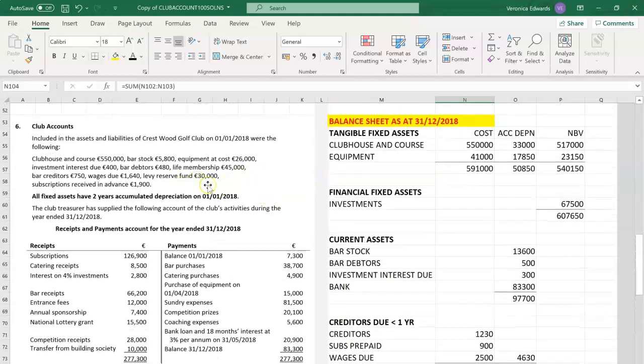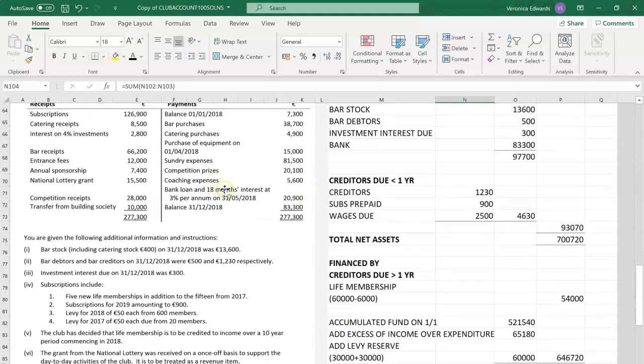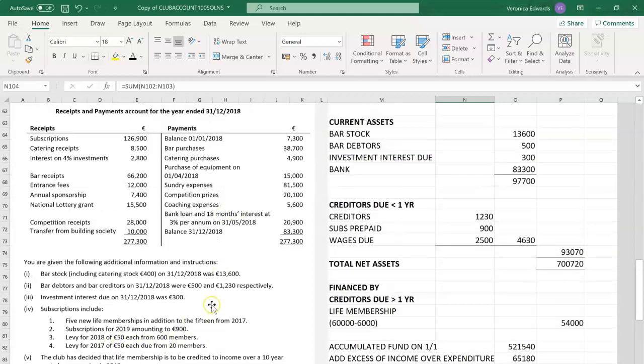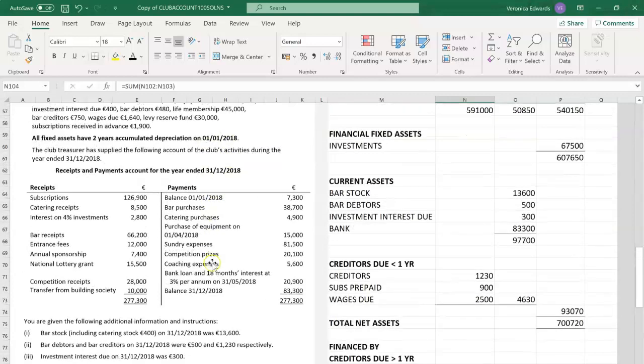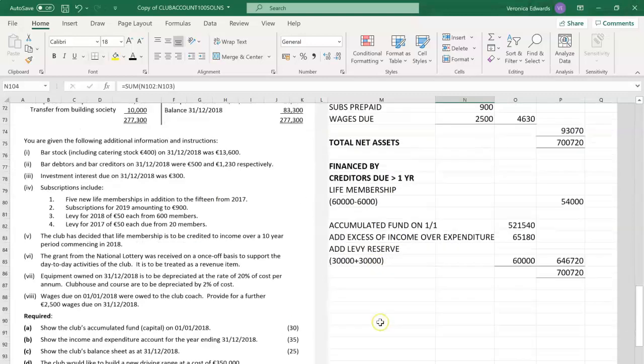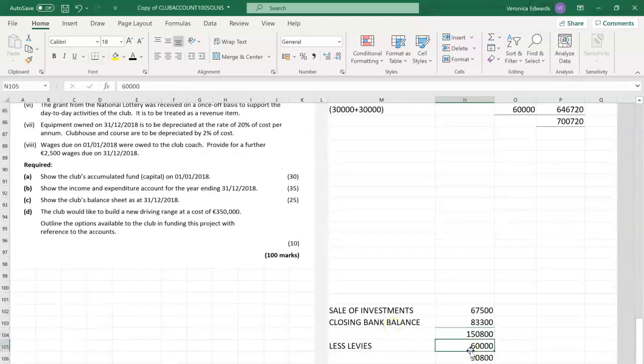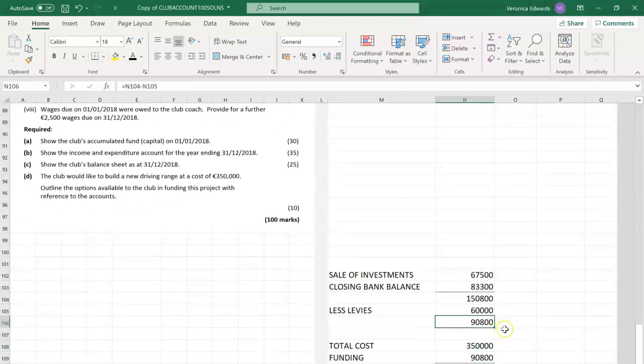Well, at the beginning of the year, we have a levy collected of 30,000, and then this year we collected an additional €50 from 600 members. So we had 30,000 collected at the beginning of the year, and we collected an additional 30,000. That's 60,000 in total. So I'm going to take the levies away and see how much funding we would have then. So you're talking about funds amounting to 90,800.